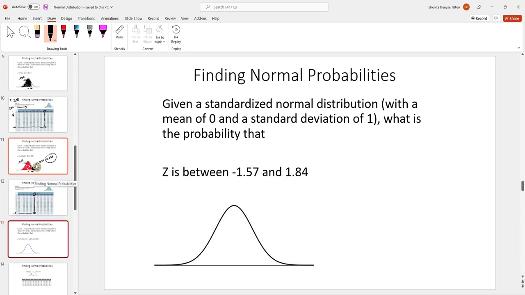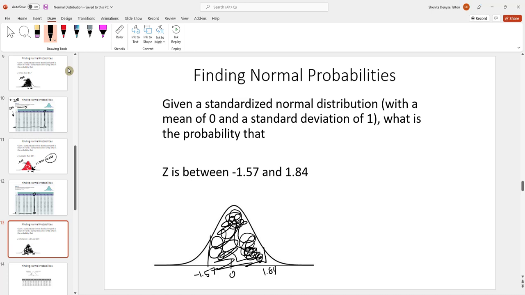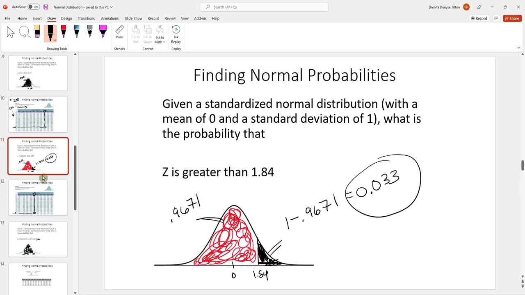Okay, the next one asks, what's the probability that the z-score is between negative 1.57 and 1.84? So this time we have a negative z-value. Let's say this is negative 1.57, and over here is 1.84. We want the area in between these two values. To do that, the first thing you're going to do is figure out the area to the left of 1.84, and we did that up here. We said it's 0.9671.